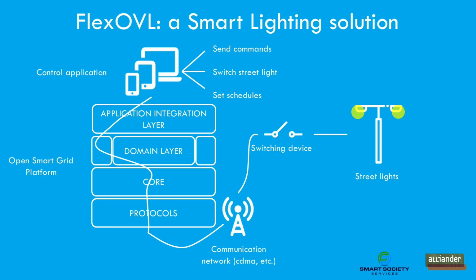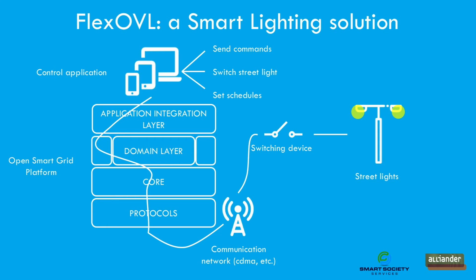The municipality could use their own application or a specific application developed by Smart Society Services called Flexible Public Lighting. This application has the functionality to switch streetlights on or off, or set a time schedule for these operations. This application sends IT commands to a web service in the Application Integrated Services layer of the Open Smart Grid platform. In this case, in the service domain of Flexible Public Lighting.